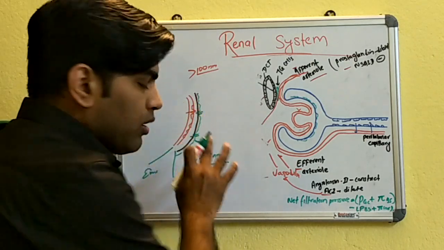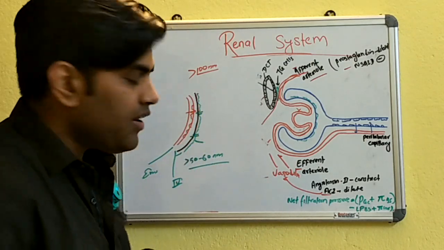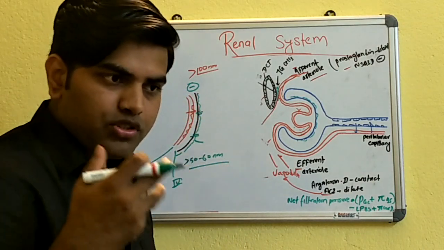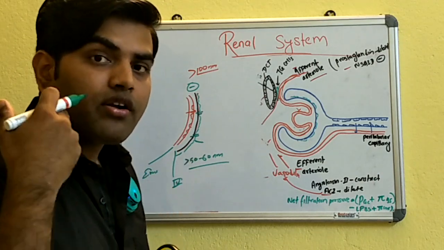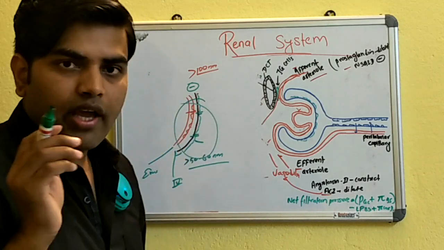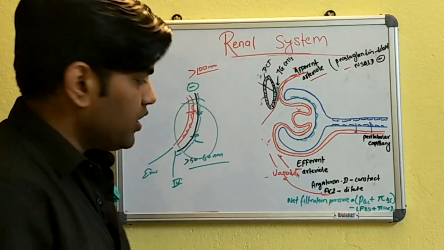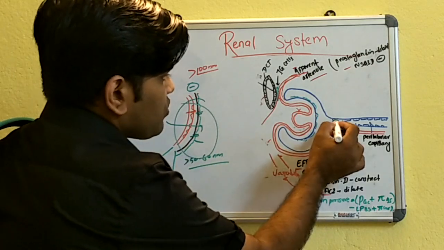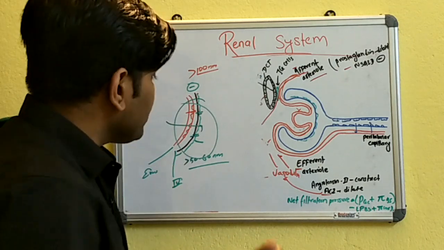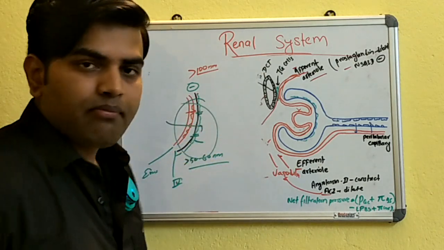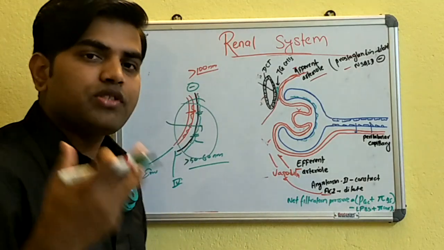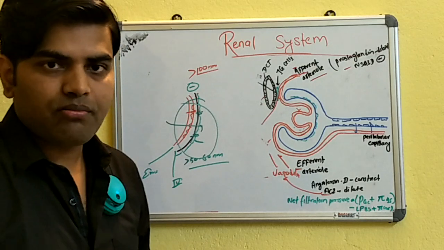These three components make the filtration barrier, and they are all negatively charged. So any negatively charged particles are usually not passed through this filtration barrier. Any plasma protein will not leak through this glomerular membrane or reach your tubules. That is important. And if there is any damage in this barrier, it will lead to leakage of protein, as in nephrotic syndrome.